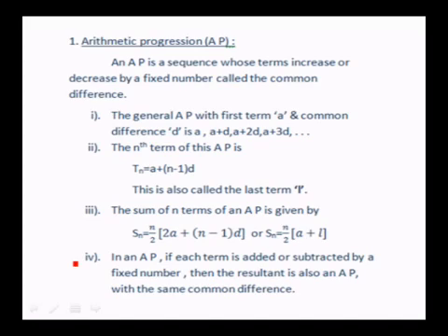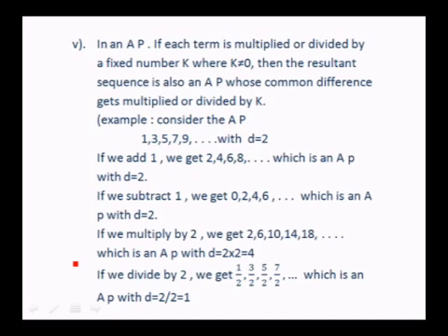In an AP, if each term is added or subtracted by a fixed number, then the resultant is also an AP with the same common difference. This is the beauty of this progression: if you add or subtract, you get back another arithmetic progression where the common difference is not disturbed at all.